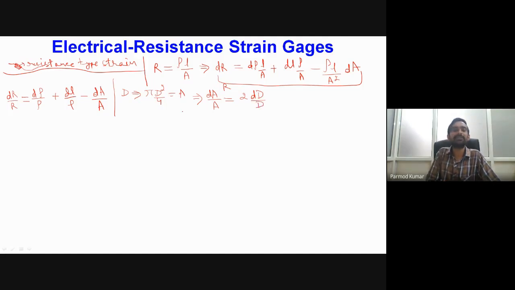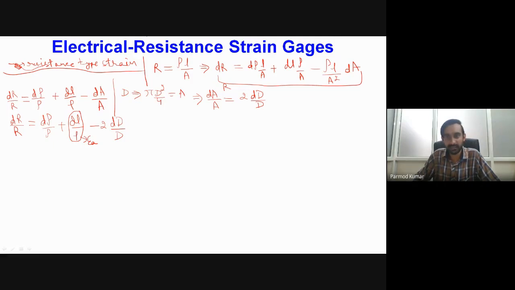Okay. So now if I substitute this value over here, I will finally find that dR divided by R is equal to d rho by rho plus dL divided by L minus 2 times dD divided by capital D. Okay. So over here, this dL by L is nothing but the change in length divided by the original length. So this represents nothing but our axial strain.